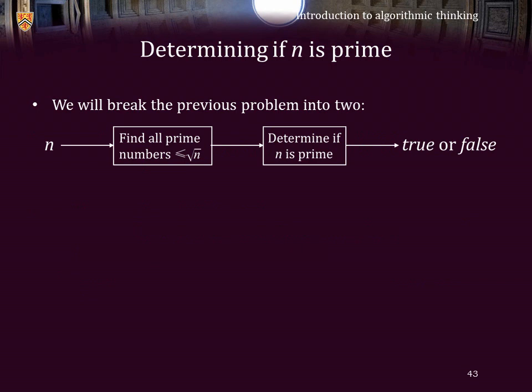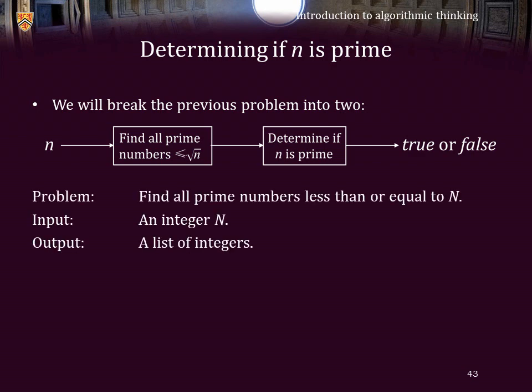So instead, to ensure that we only use long division on prime numbers, we have to break the previous algorithm into two subproblems. The first subproblem is find all prime numbers less than or equal to the square root of n, and then, given this list of prime numbers, determine if n is prime. The result will then be a value either true or false. So, the problem is find all prime numbers less than or equal to capital N. The input is an integer capital N, and the output will be a list of integers.